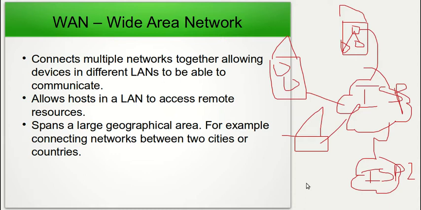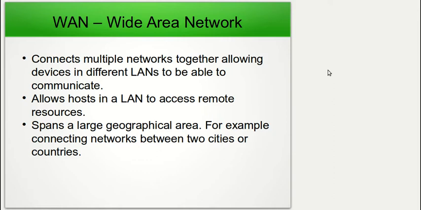And WANs themselves span a large area. That could be between two cities, between multiple countries. So we could have a network in one city and in another city. The networks could be connected together with a wide area network.